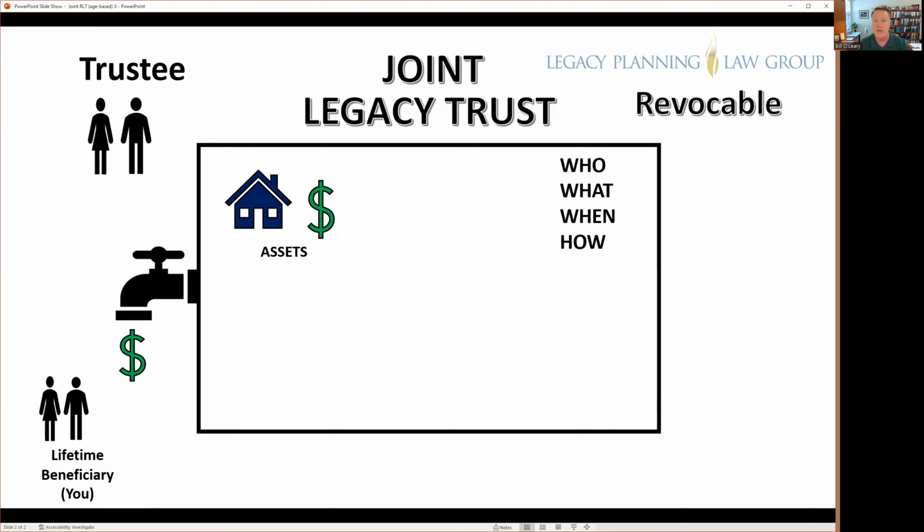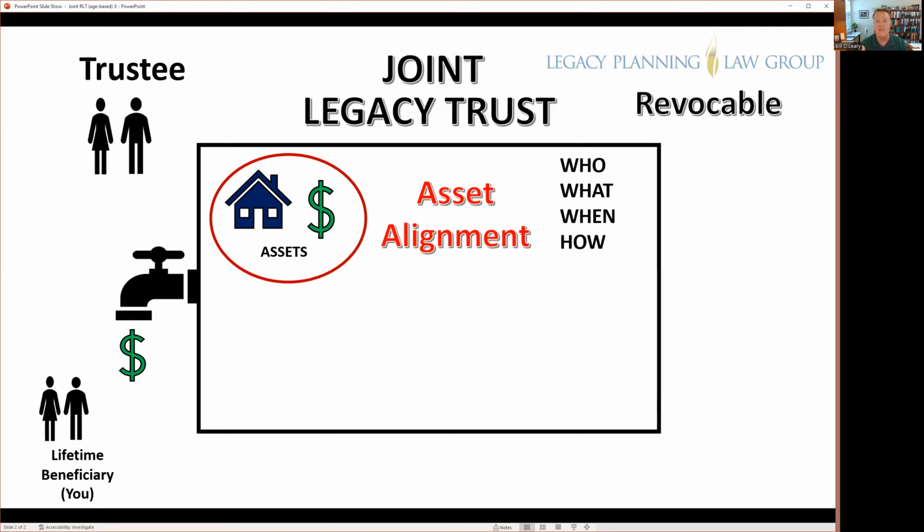They can put money in just like they could before, take money out. So at that point, they become the beneficiary of that account, that trust asset. I'm going to circle these assets because it's a very important step in the process, a critical step in the process of putting a trust together. It's what we call asset alignment.